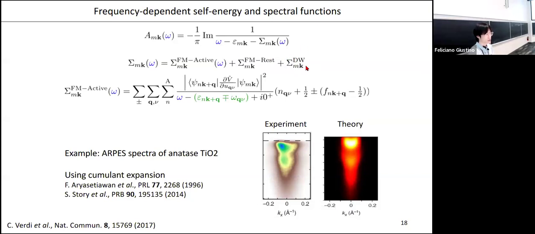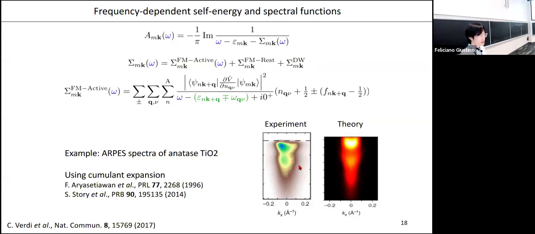And the Debye-Waller self-energy is by definition frequency independent. So what one can do using EPW is to include frequency dependence in the calculation of the active space Fan-Migdal term and add the static or frequency independent rest space and Debye-Waller contributions to get the full frequency dependence of the self-energy and the spectral functions.